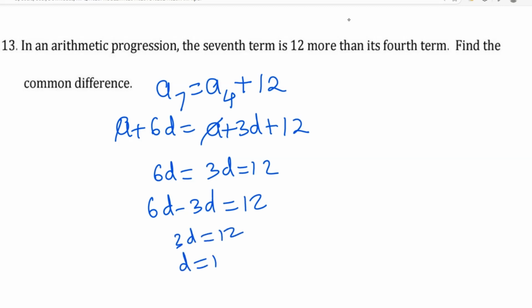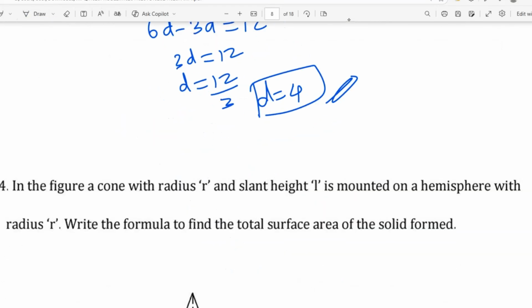So D is equal to 12 by 3. So D will be 4, since 3 fours are 12. Now what are they asking? They are asking you to find the common difference. Hence we have found the common difference. Then moving with the next question you have.